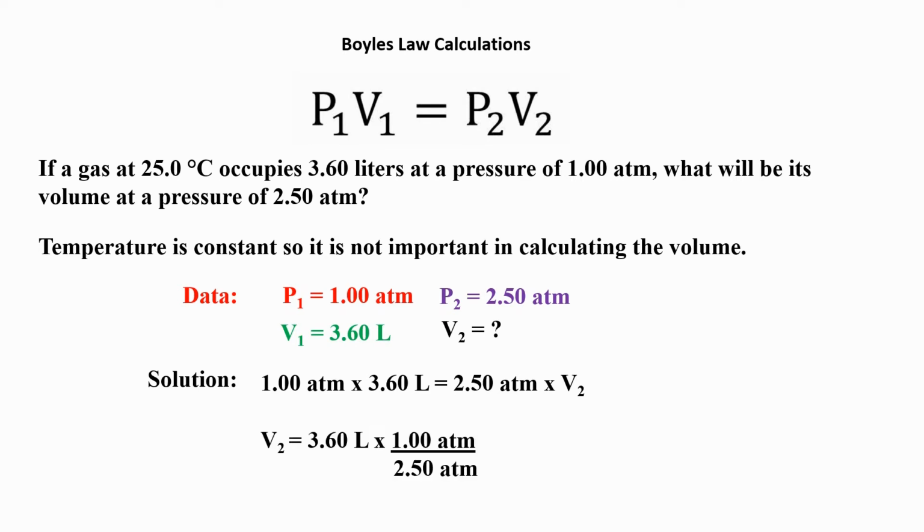To solve for V2, we write the following. 3.60 liters times 1 atm divided by 2.50 atm. The atmospheres will cancel, and the answer is 1.44 liters. This represents the numerical setup for calculating V2 in this particular case.